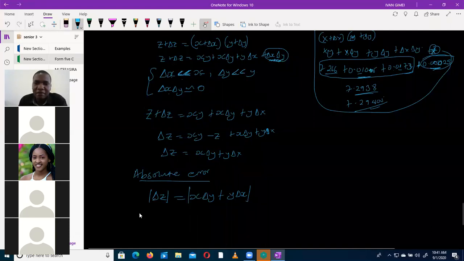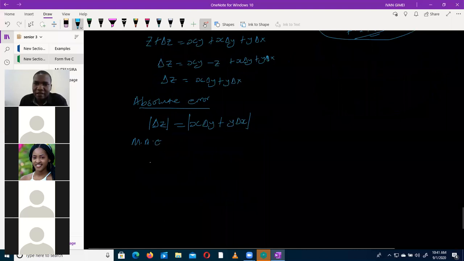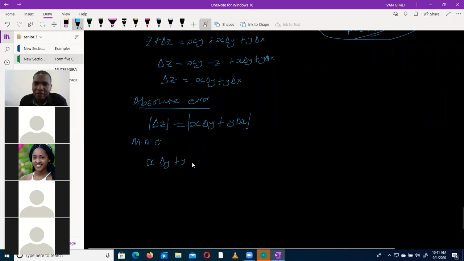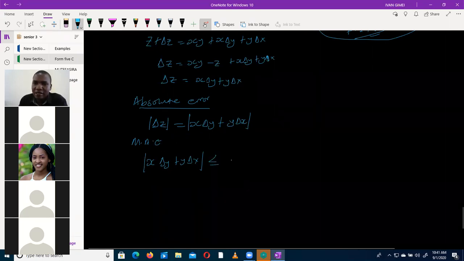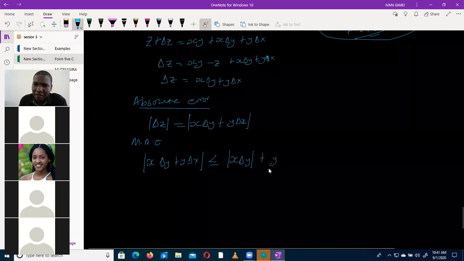Then if it is the maximum absolute error, we shall have error in Z modulus. Not yet. Not this one. I first select the two. I'll say modulus of x error in y plus y error in x is less than or equal to modulus of x error in y, I think we now know this, plus modulus of y error in x.